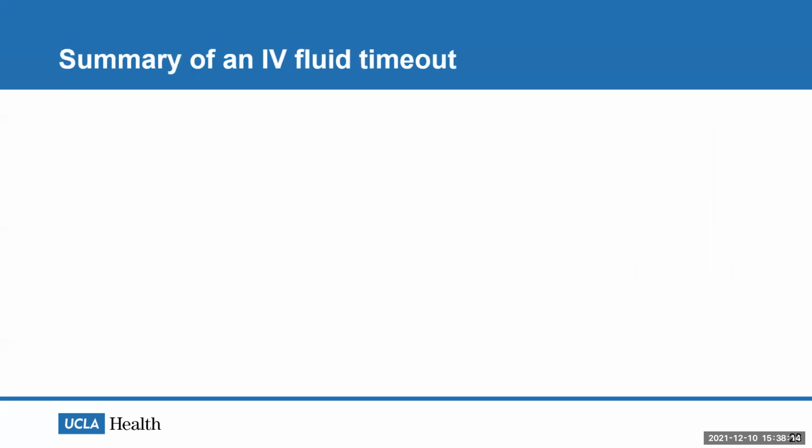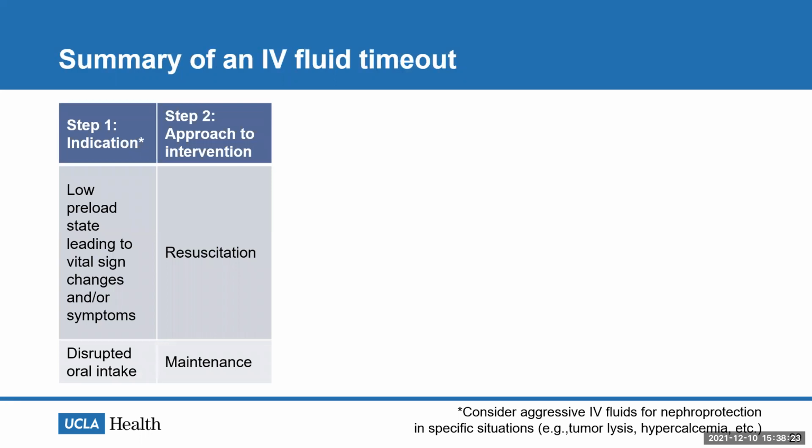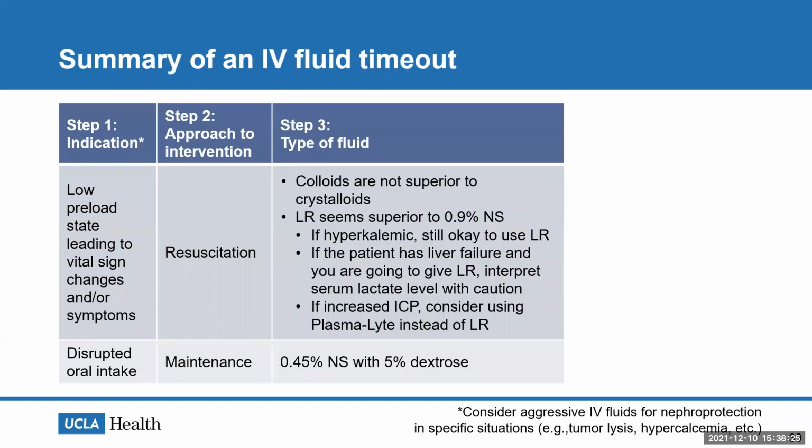So let's review an IV fluid timeout. Step 1 is to look at the indication. It's either low preload or disrupted oral intake. Step 2 is, do you resuscitate or maintain? Step 3, the type of fluid. So colloids are not superior to crystalloids. LR seems to be the way to go for a lot of reasons, unless the patient has cirrhosis and you want to trend lactate, or if they have an increased ICP. The only maintenance fluid we use is D5 half normal saline.